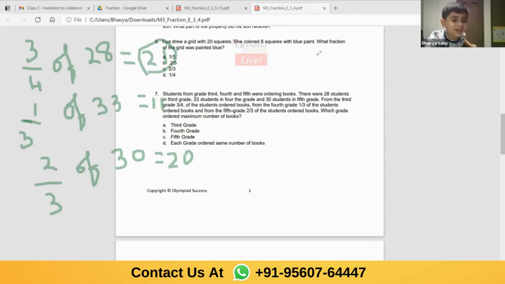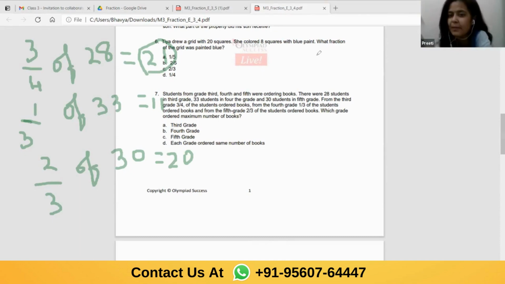Ma'am, there was another way also. Ma'am, we can just compare it. Compare the fraction part, right? Yes, ma'am, I just compared it without solving. But the whole numbers are different. How can you compare? Their denominators are different. You can't compare unlike fractions. 3 by 4 has 4 as denominator. And 1 by 3 and 2 by 3, they have 3 as denominator. So the right way is this way, like I am doing.